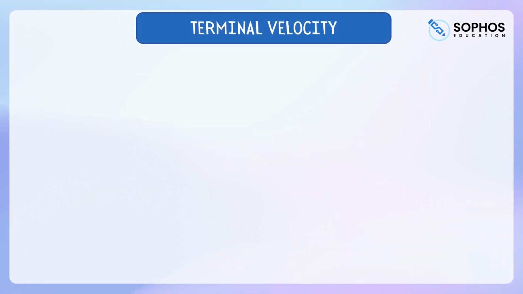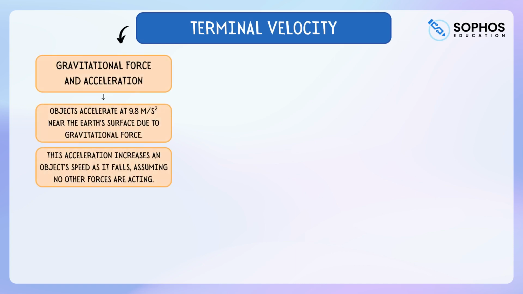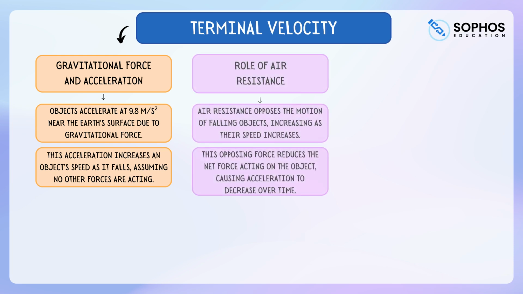In today's lesson, we delved into the concept of terminal velocity within the broader framework of forces and motion. We started by discussing gravitational force and acceleration, highlighting how objects accelerate at a constant rate of 9.8 meters per second squared near the Earth's surface when dropped. We then examined the role of air resistance, a frictional force that opposes the motion of falling objects and increases with speed, thereby reducing the net force and acceleration over time.